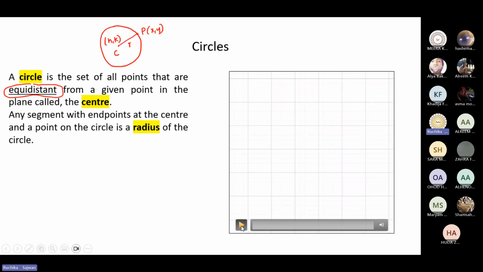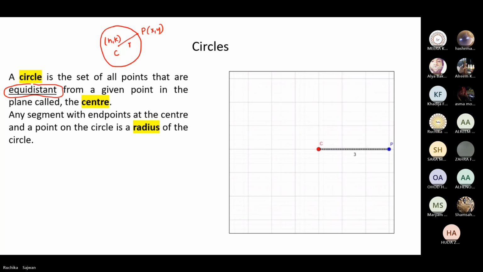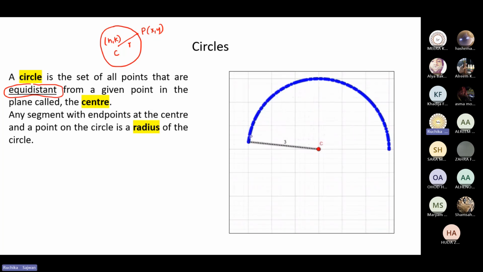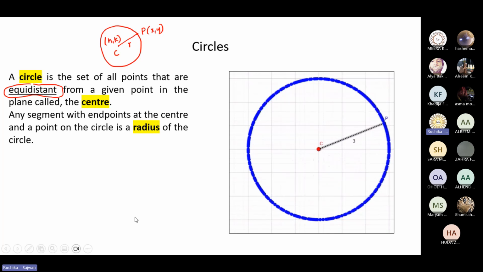Tell me, can you see it? Can you see the center point C, red dot? And then the other point P, it's moving. And can you see the blue path? So the point P takes the blue path, which is in the shape of a circle. So the point can move, and the point has the condition that it is at an equal distance or equidistant from the center. So this shape, circle, is how a circle looks like. Okay, so this is the definition.